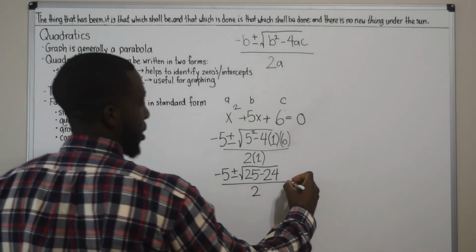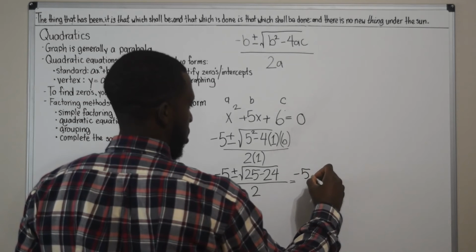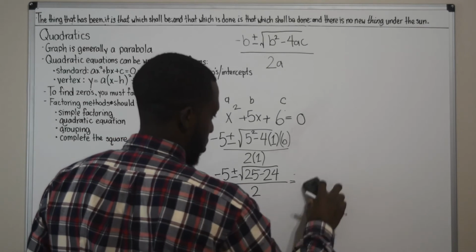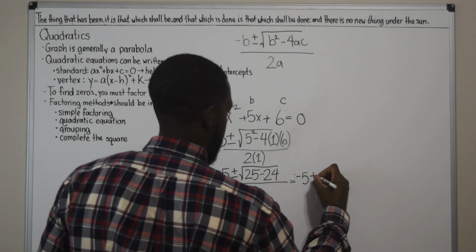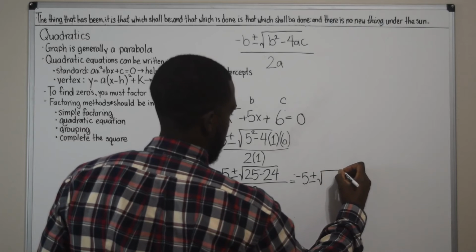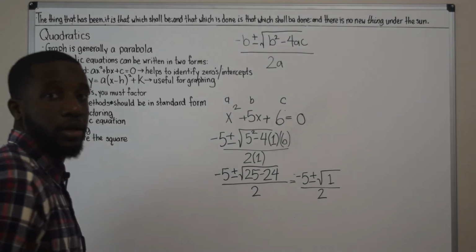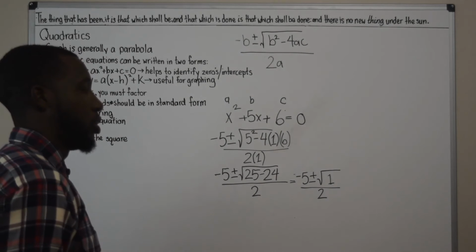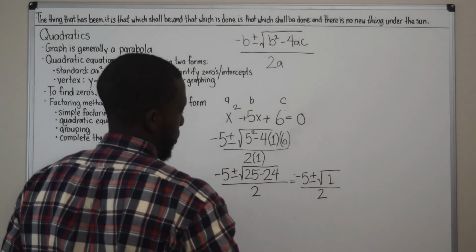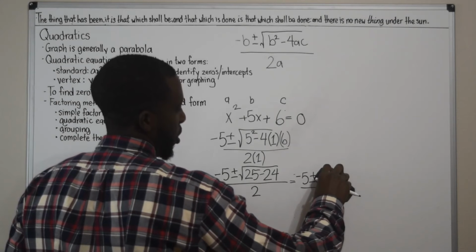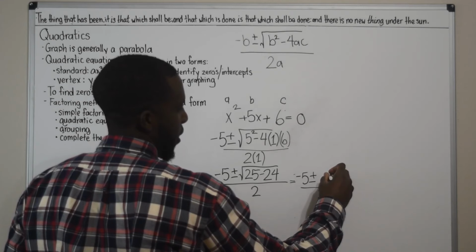Right? So I'm going to write this right here. I'm going to say plus or minus 1, square root of 1 over 2. Okay, now what's the square root of 1? The square root of 1 is 1. So we're just going to get rid of this since the square root of 1 is 1. So we're just going to write it like that.